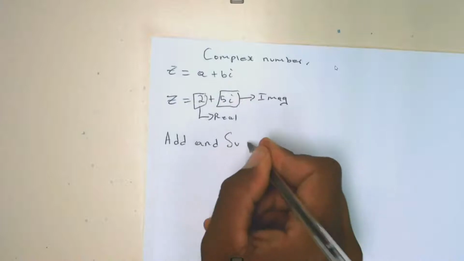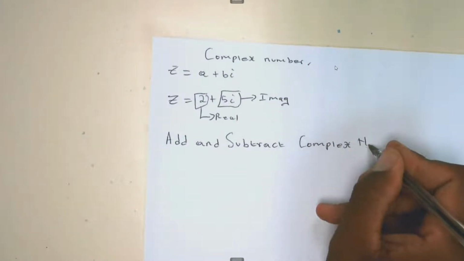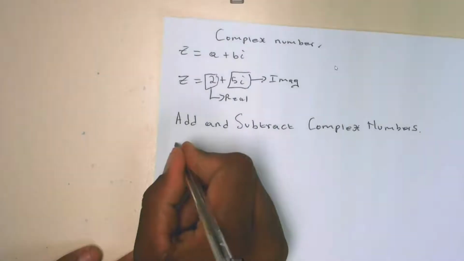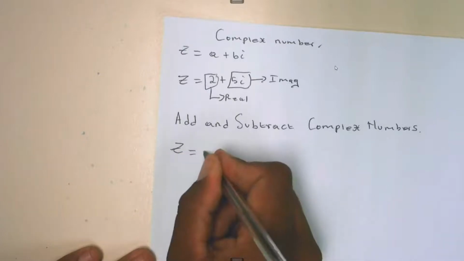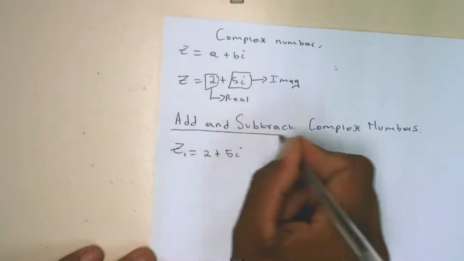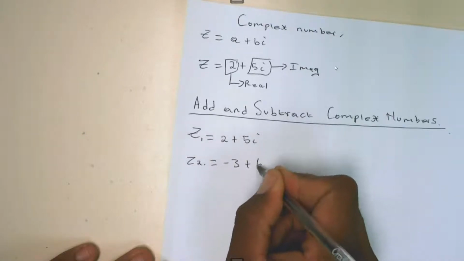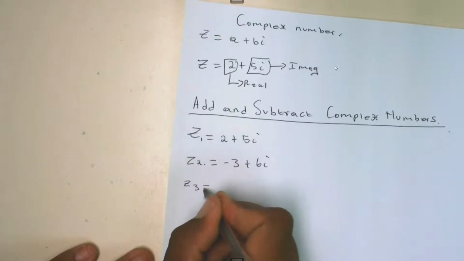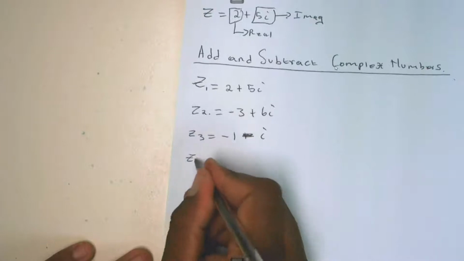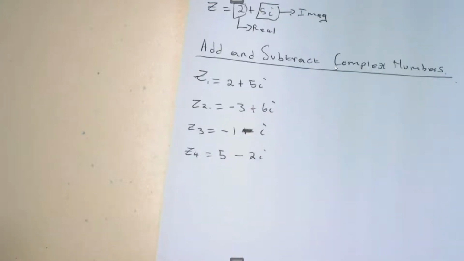Now when we add and subtract complex numbers, we can have, remember, Z equals 2 plus 5i. Let's say this is Z1. And we have Z2, minus 3 plus 6i. Z3 is minus 1, my bad, minus i. Z4, we can say we have 5 minus 2i, to keep things simple.